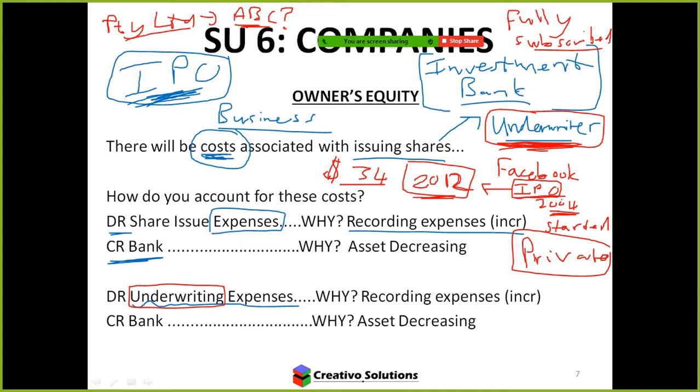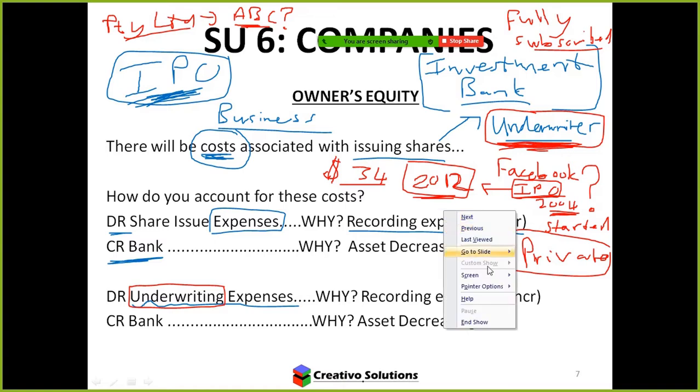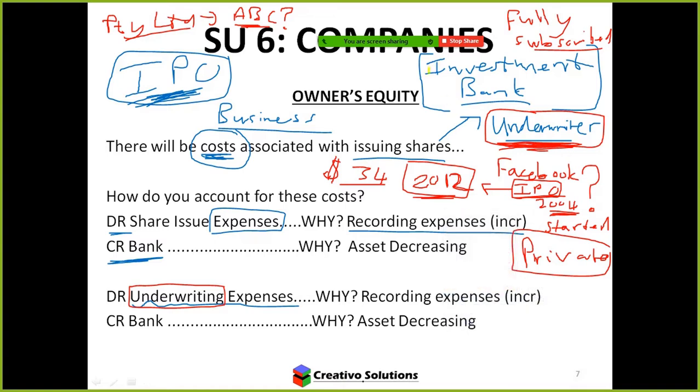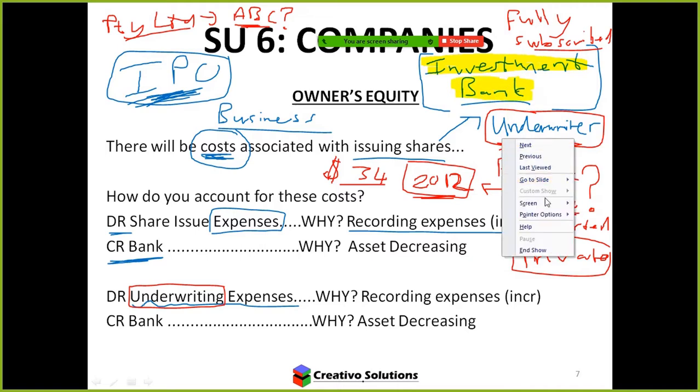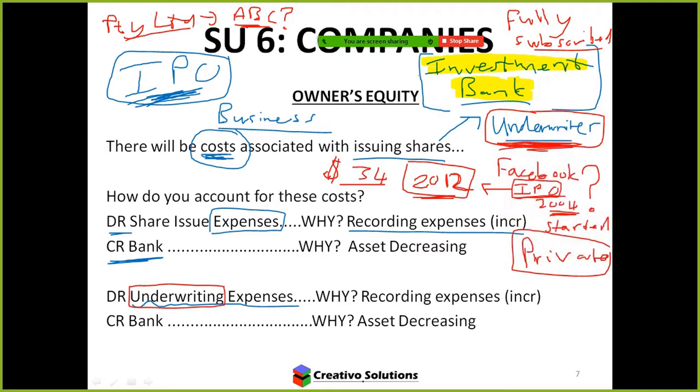Obviously, Facebook was a private company before 2012. Who knew how much Facebook was valued at before 2012? No one knew. So what happens when no one knows how much a company is worth? Well, then you get the experts in, and the experts are investment bankers. Those people do valuations and calculations to determine how much something is worth. And then they make a decision: if we're going to sell Facebook shares, how much are we going to sell them at?